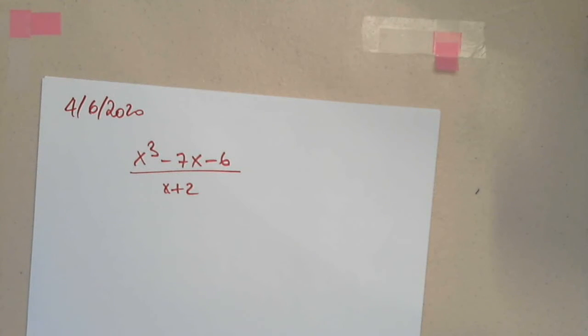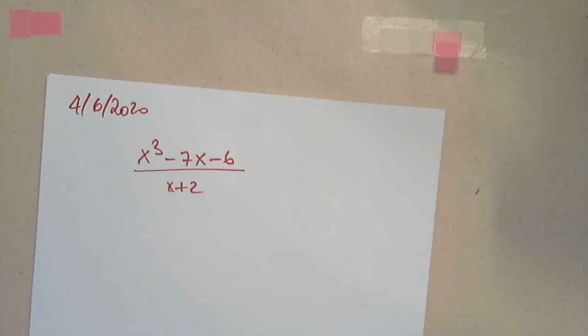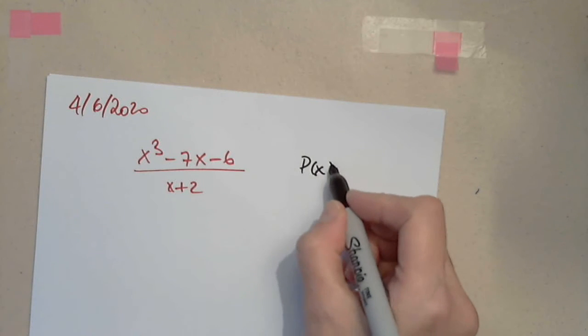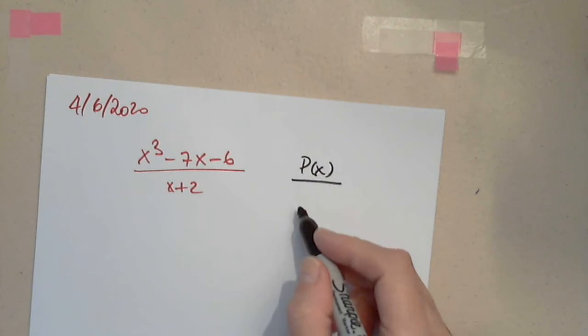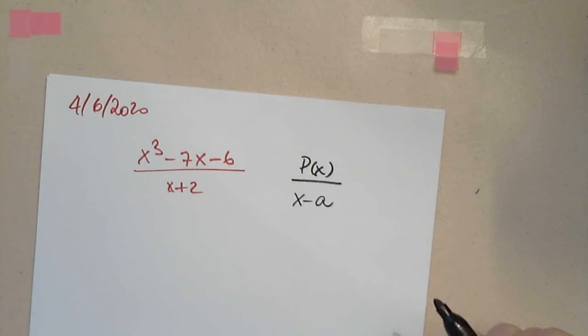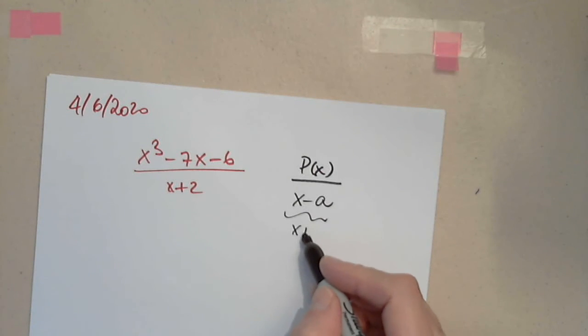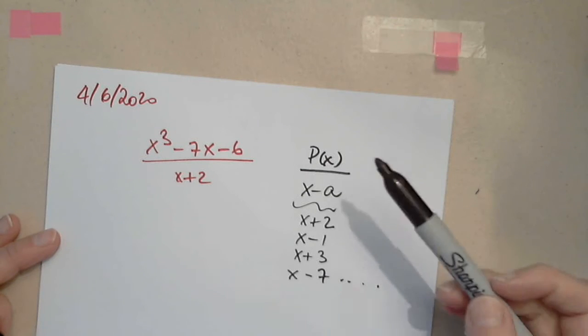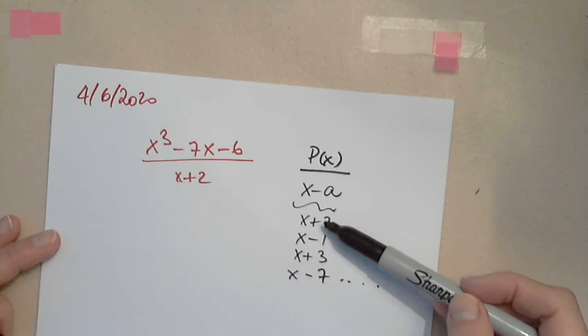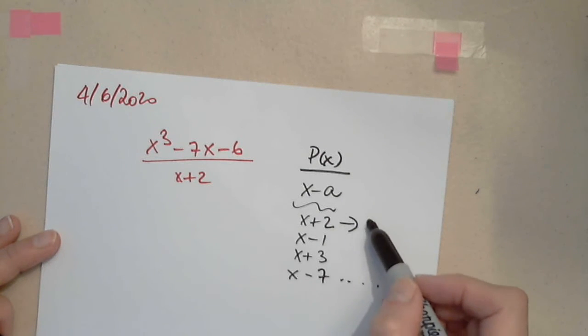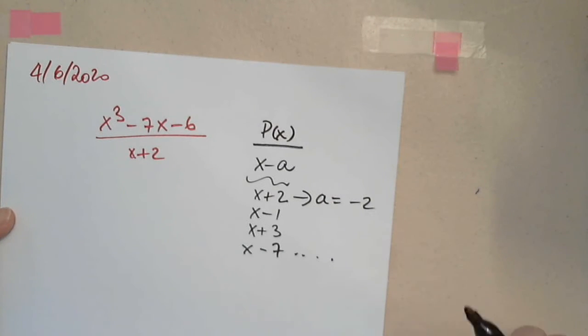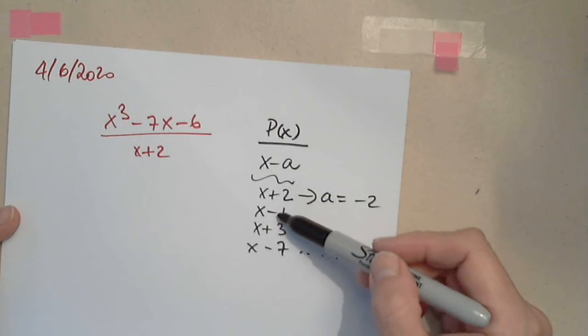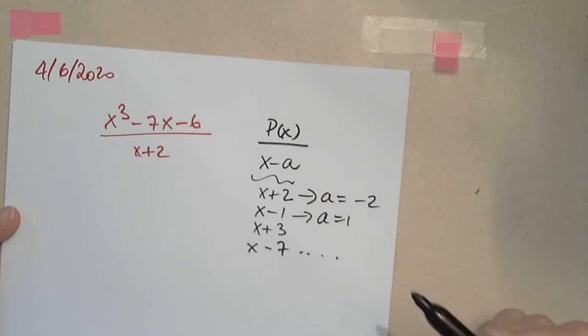Synthetic division is applicable only in a situation in which we have a polynomial at the top and x minus a in the denominator. But of course, this can be x plus 2, it can be x minus 1, it can be x plus 3, it can be x minus 7, and so on and so forth. By comparison, in this case, a is negative 2. By comparison, in this case, a is 1.